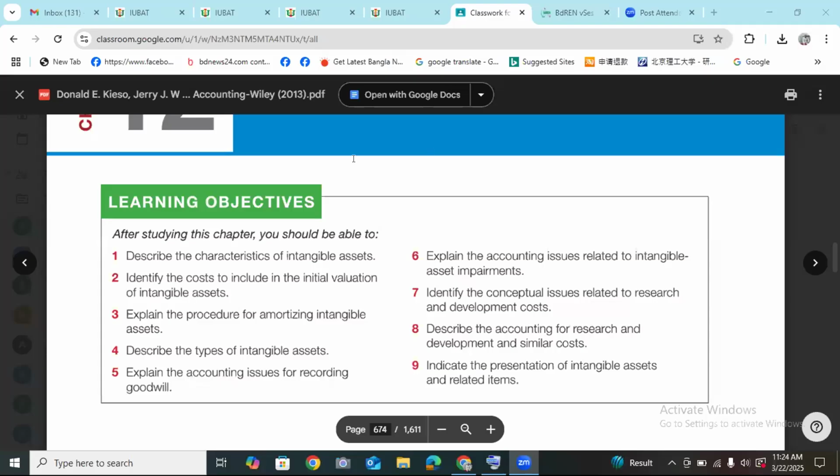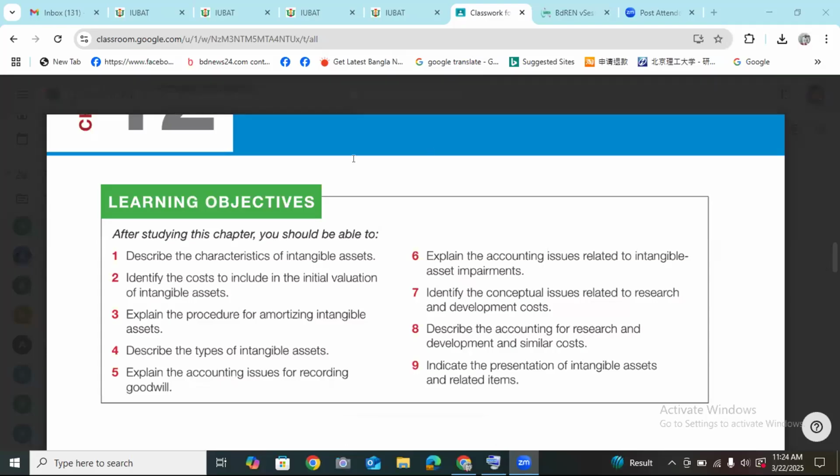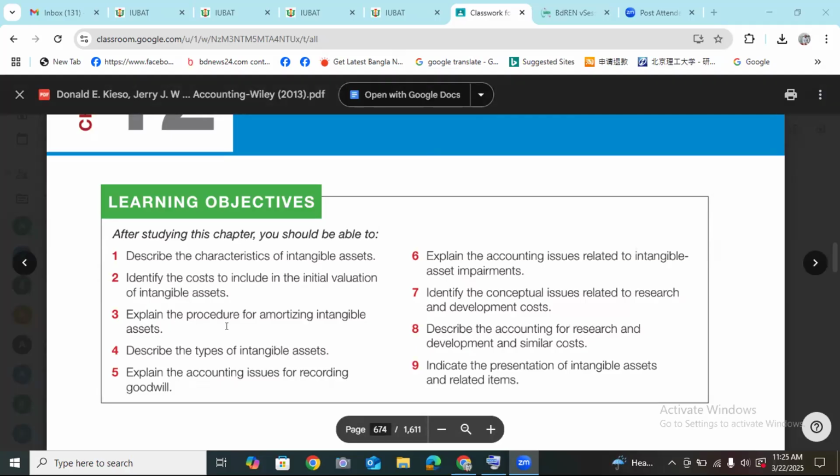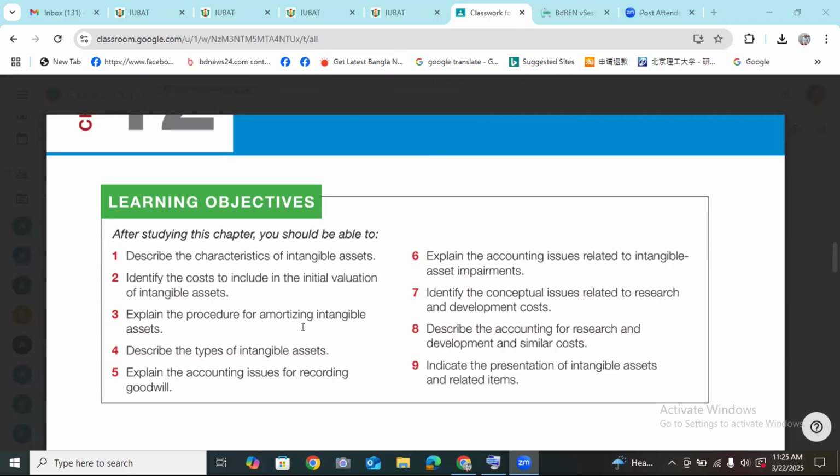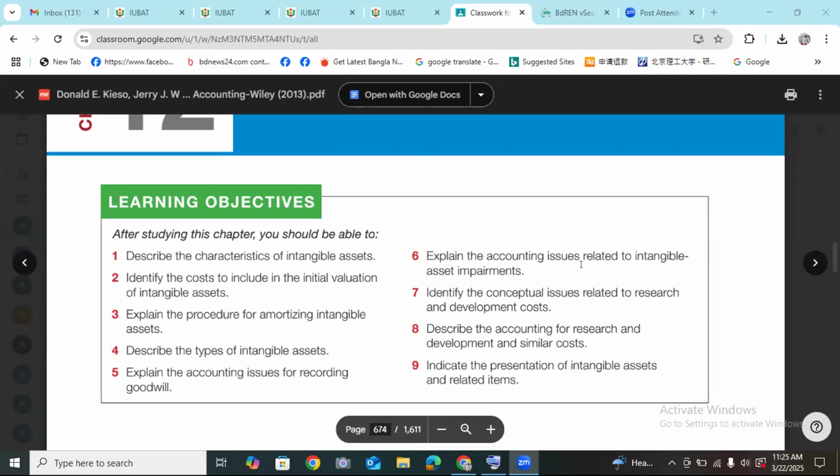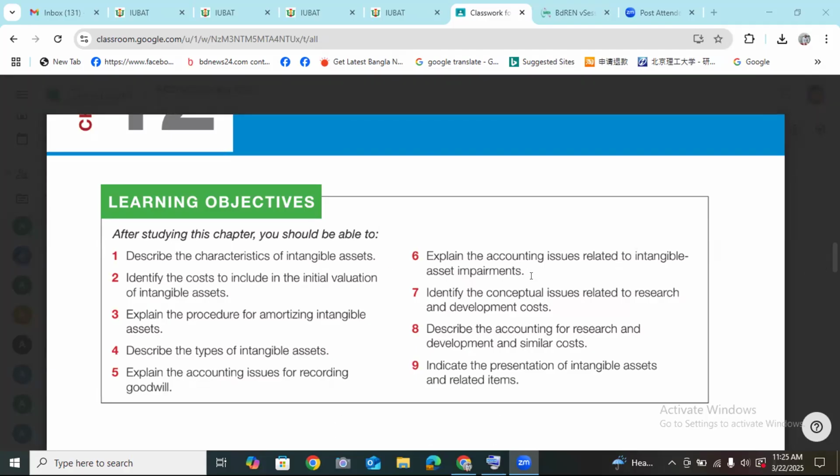Okay, recording started. So in this chapter, we will learn to describe the characteristics of intangible assets, identify the cost to include in the initial value of intangible assets, explain the procedure for amortizing intangible assets, describe the types of intangible assets, explain the accounting issues for recording goodwill, explain the accounting issues related to intangible asset impairments, and then identify the conceptual issues related to research and development costs.